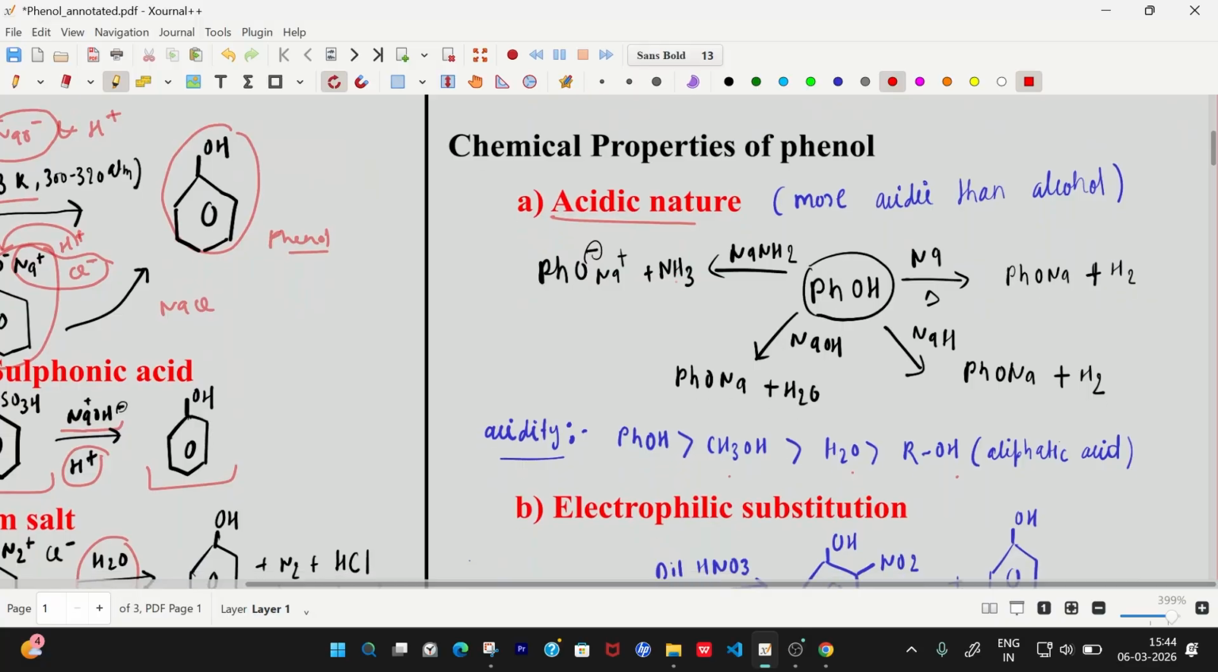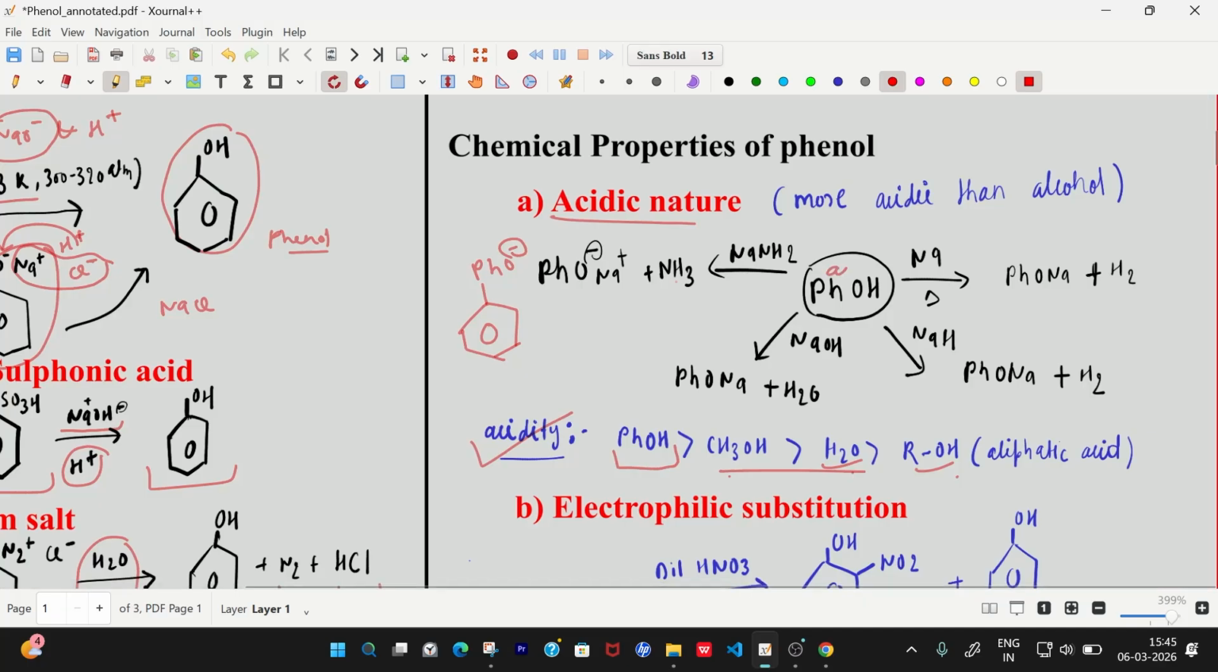Let's see the chemical properties of phenol. First is acidic nature. When H plus ions dissociate from phenol, we get a stable product, PhO minus, and here conjugation will be there and this will be more stable, and that's why phenol is very acidic. And if we see the relative acidity, then PhOH is highest among all these: PhOH, CH3OH, H2O and ROH. And this is the reaction of acid and metal. So acid and metal react to form salt and hydrogen.